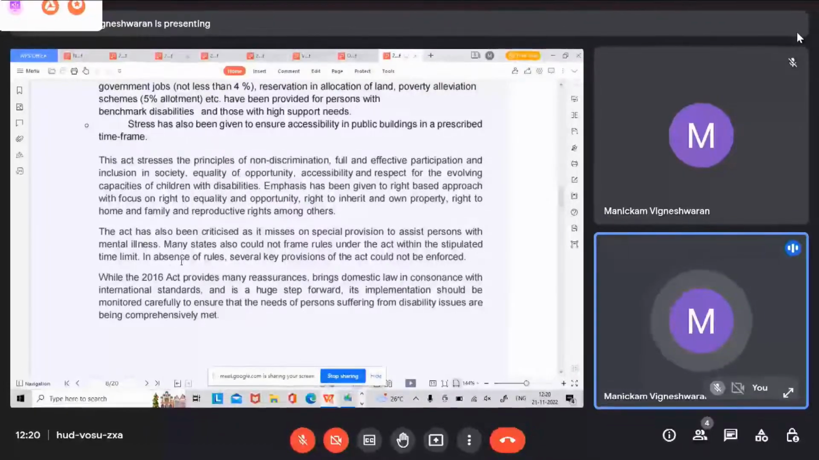The Act has also been criticized as it misses out on special provisions to assist persons with mental illness. Many states also could not frame rules under the Act within the stipulated time limit. In the absence of the rules, several key provisions of the Act could not be enforced. While the 2016 Act provides many reassurances, brings domestic law in consonance with international standards, and is a huge step forward, its implementation should be monitored carefully to ensure that the needs of persons suffering from disability issues are being comprehensively met.